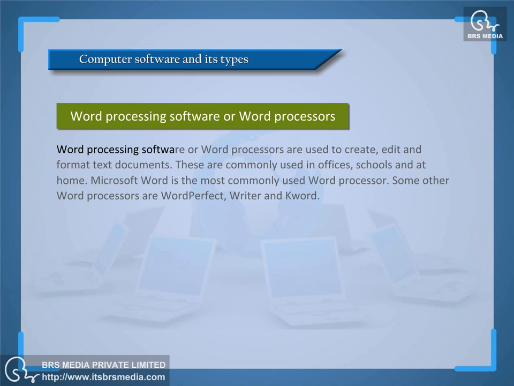Word processing software or word processors. Word processors are used to create, edit, and format text documents. These are commonly used in offices, schools, and at home. Microsoft Word is the most commonly used word processor. Some other word processors are WordPerfect, Writer, and Quad.